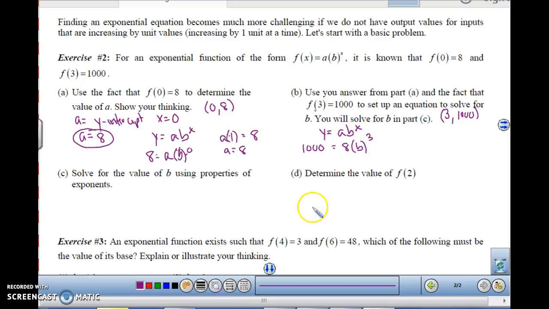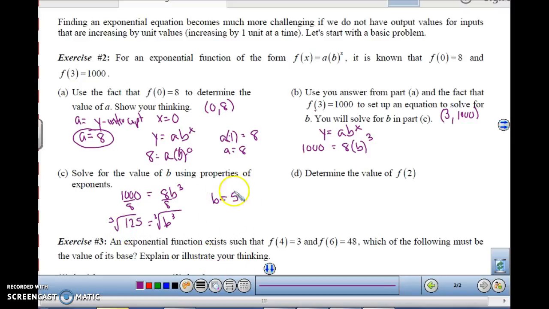Okay, so using the properties of exponents, we have 1,000 equals 8 b to the third. All right, now if I want to solve this for b, I need to get rid of the 8, so I'm going to divide by 8. And that gives me b cubed is equal to 125. How do I solve for b? Well, I take the cube root of b cubed. All right, so the cube root of b cubed and the cube root of 125. So that means that b, the cube root of 125, is 5.